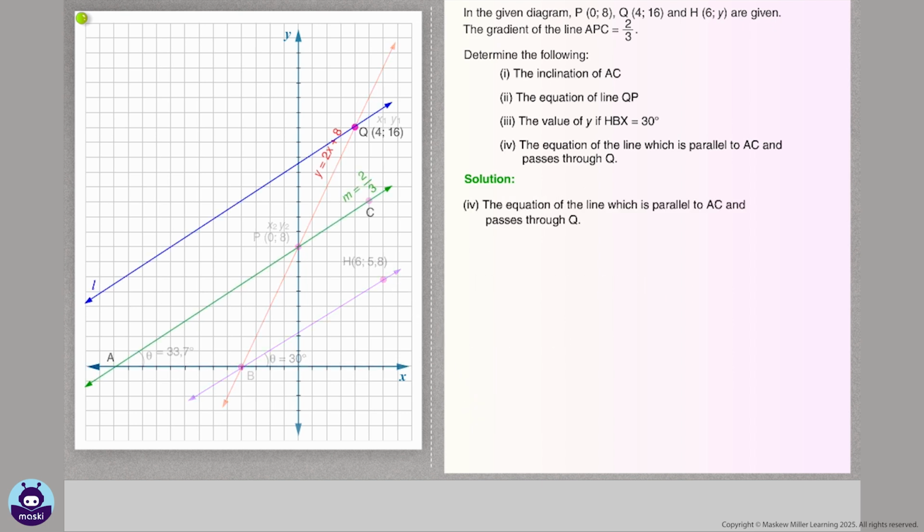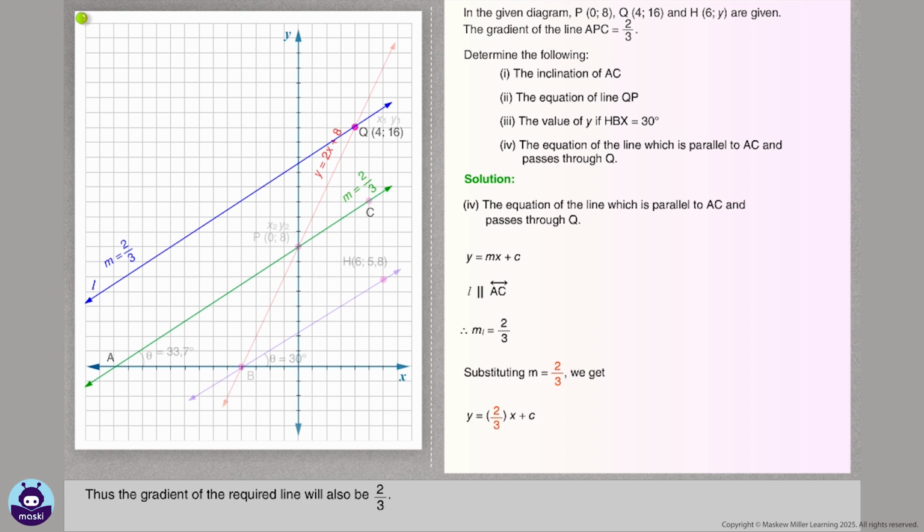The equation of the line which is parallel to AC and passes through Q. We can write the equation of the required line L in the standard form as y is equal to mx plus c. We know that this line L is parallel to AC, and we are given the gradient of the line AC as 2 over 3. Thus the gradient of the required line will also be 2 over 3. Substituting m is equal to 2 over 3, we get y is equal to 2 over 3 times x plus c. We are also given that this line passes through Q(4, 16).